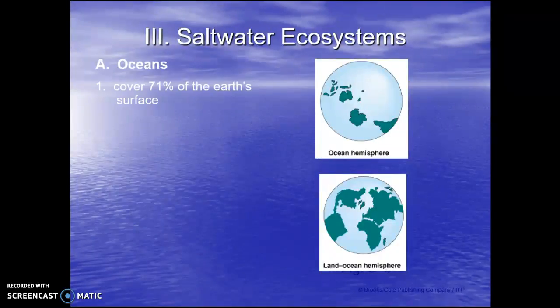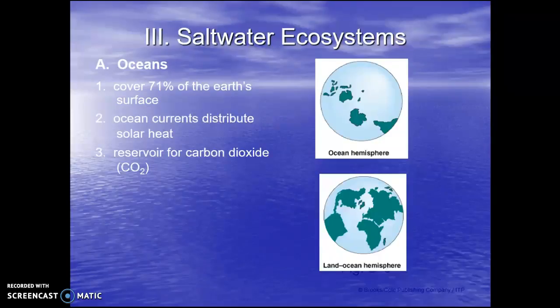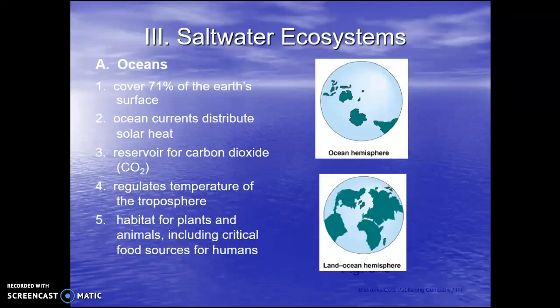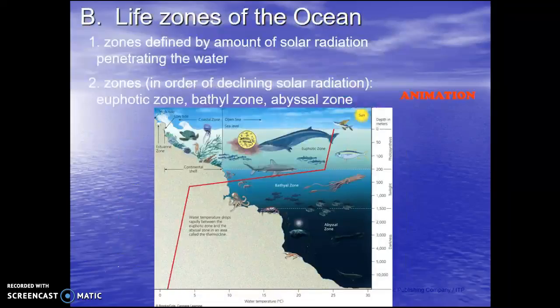So basically we look at 71% of Earth's surface as containing water. Most of that is salt water, and it is a communal dumping ground. That's the big take-home message here. Saltwater ecosystems are a communal dumping ground. They're often referred to as the world's toilet, as I've said before in class.